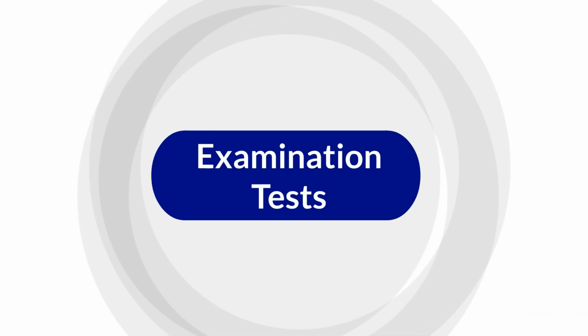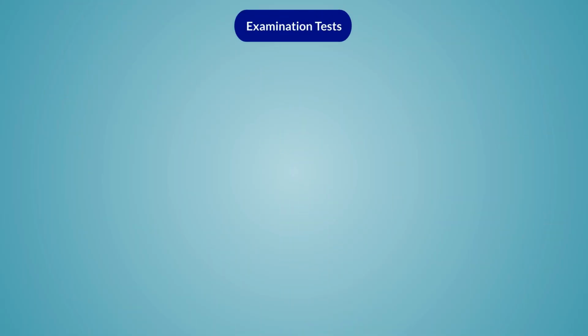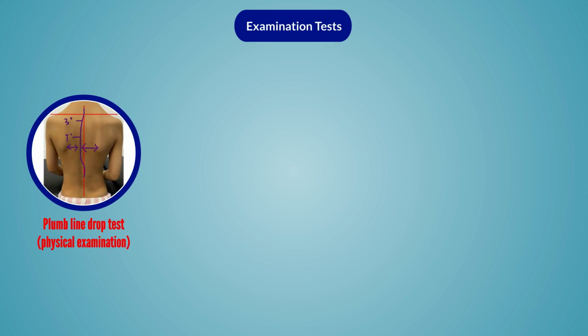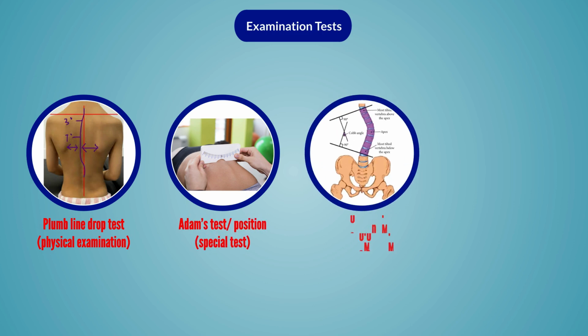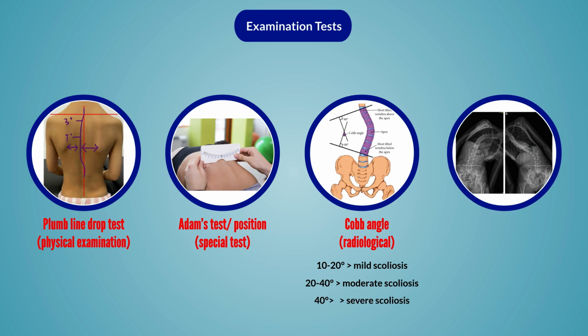Examination tests. There are several tests for examination of scoliosis: plumb line drop test, physical examination; Adams test, position, special test; Cobb angle, radiological; flexibility test, radiological.